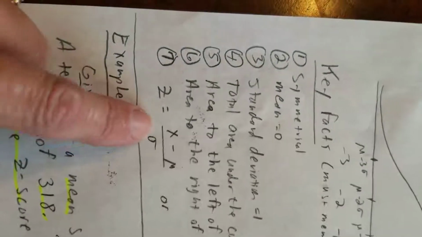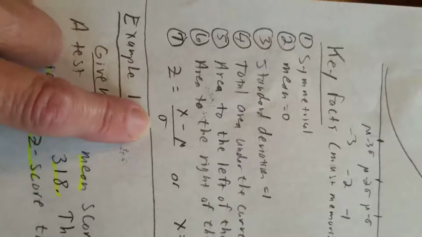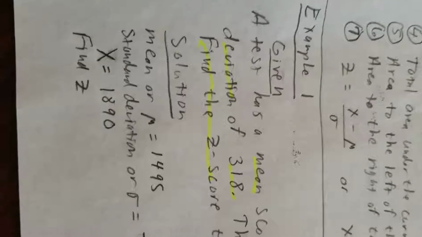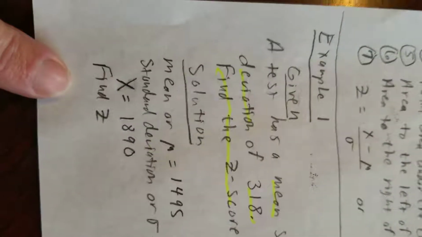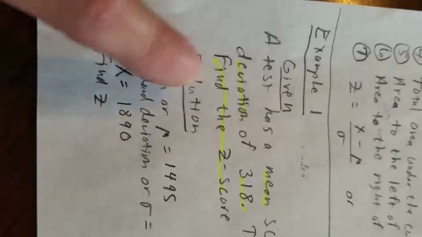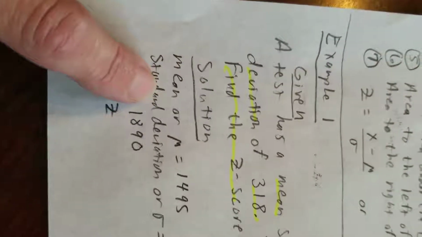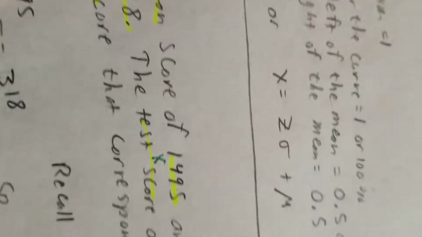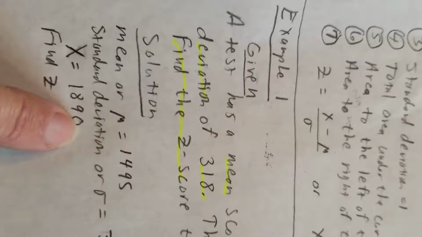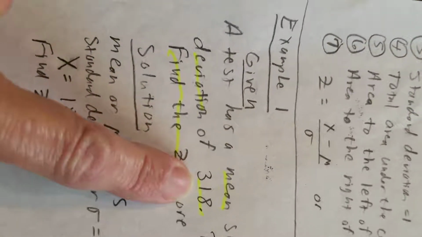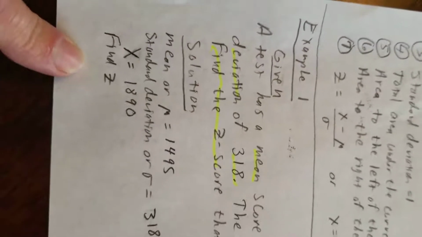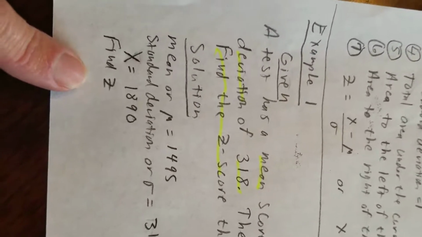In other words, we're going to use this formula. We are given X, mu, and sigma, and we're going to find Z. So what we always do, in every problem, write down your solution. In other words, write down what you know. What were you given? The mean was given as 1495. It says it right there. Mean score of 1495. Okay, standard deviation, it says it was 318. And our X, the test score, for one student was 1890, okay? That is all of our given information, and we're told to find Z.